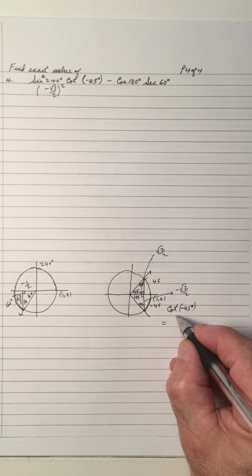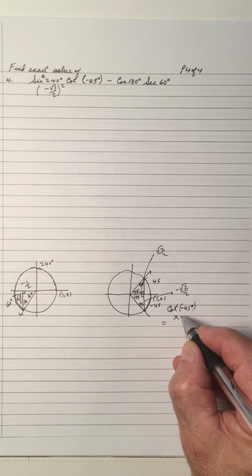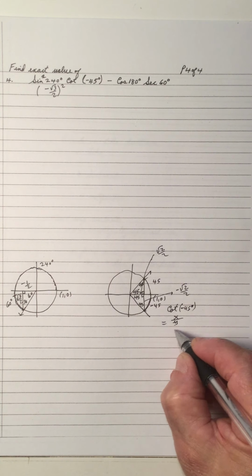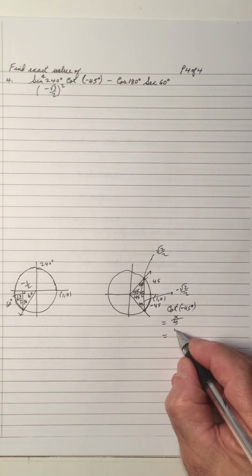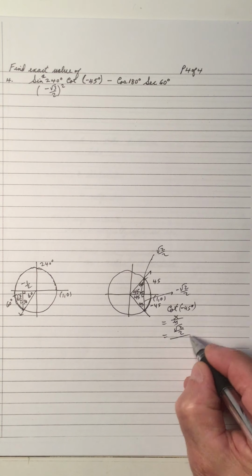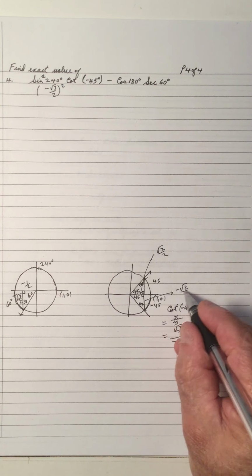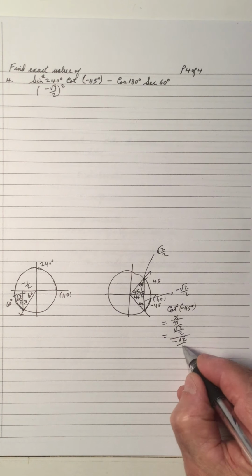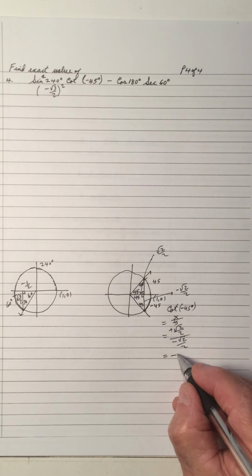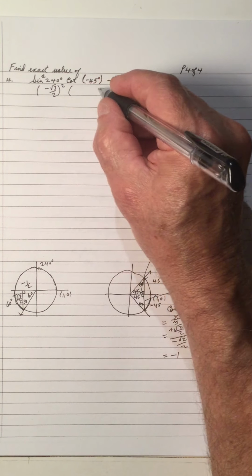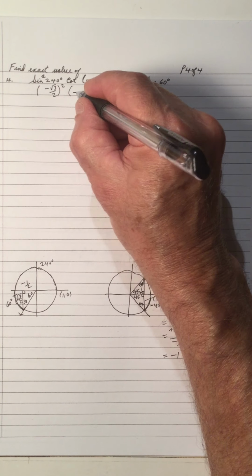Cot is the x. Tan is the y over the x. Cot is the x over the y. So the x is positive root 2 over 2 divided by the y, which is negative root 2 over 2. And they're the same, so we divide positive by negative is a negative 1. So the cot of a negative 45 is negative 1.